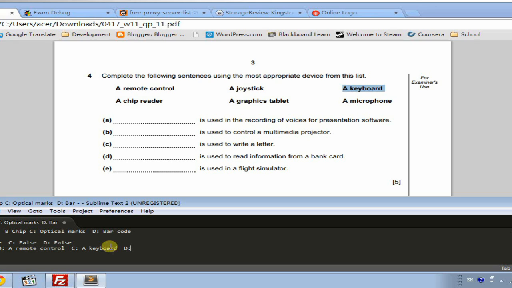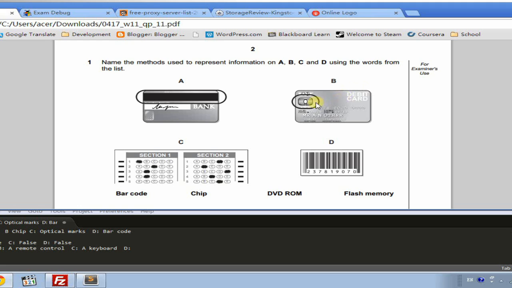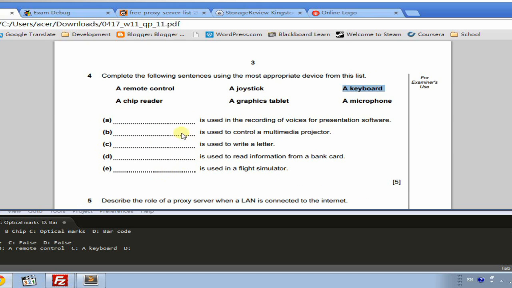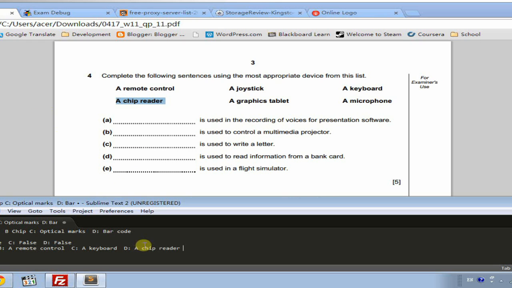D is used to read information from a bank card. So as we've seen earlier, bank cards often come with chips. In this case, we would need a chip reader in order to read the chip that is on the bank card. And A, B, C, D, E, 1, 2, 3, 4, 5, 6. Okay, yeah, so we've got one extra.